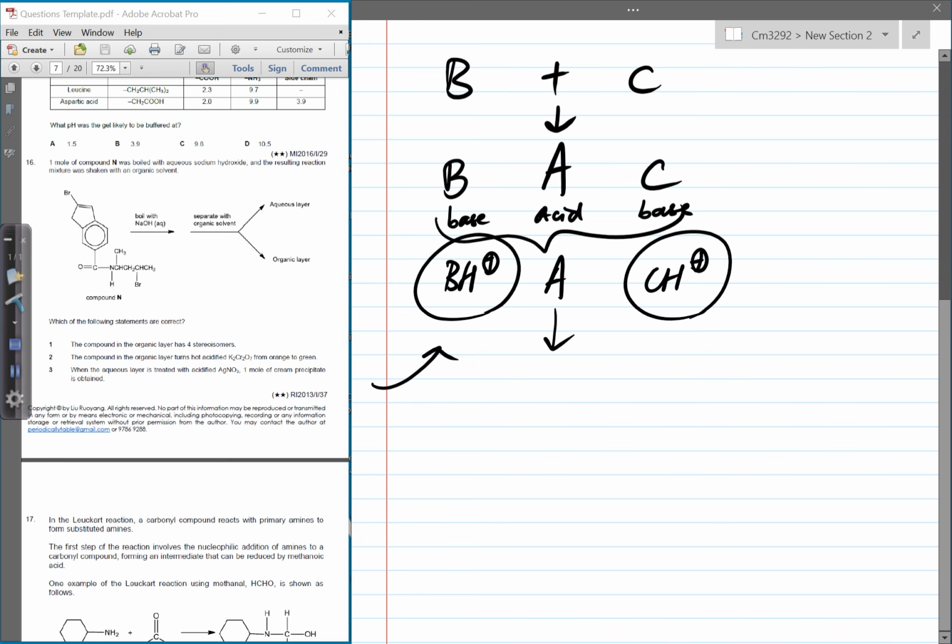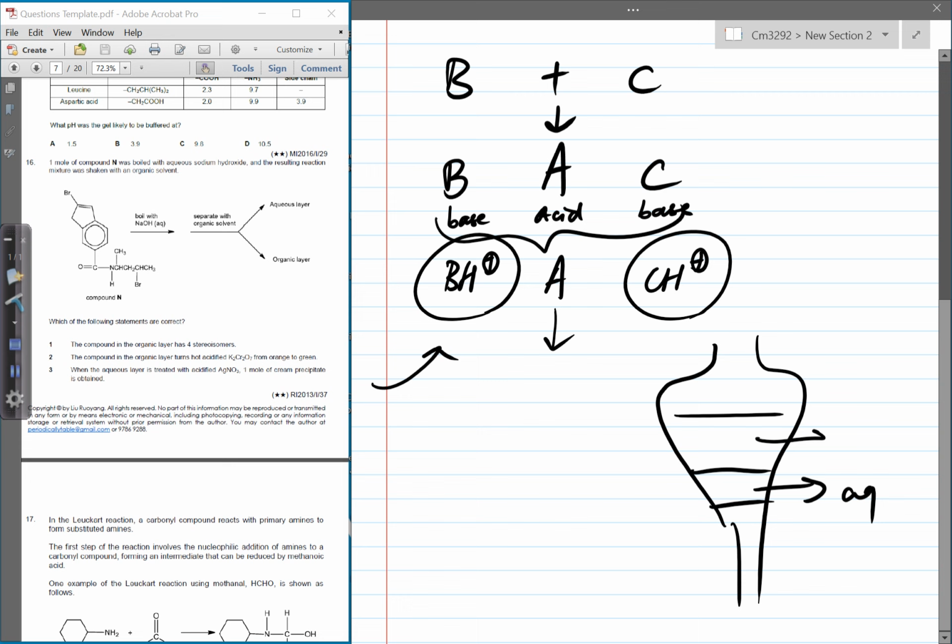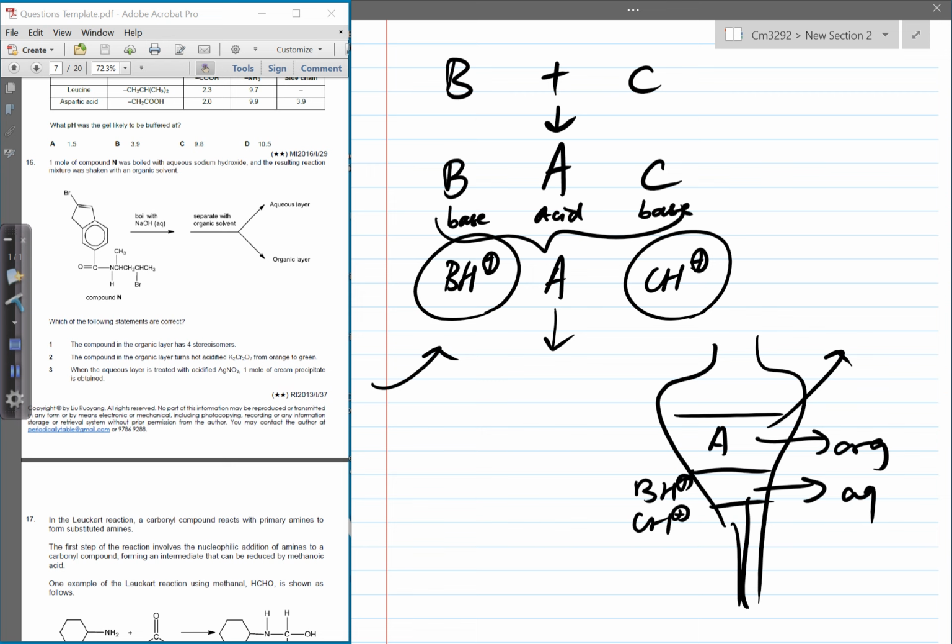So now if you put them in a separating funnel, you will see two distinctive layers. One is the aqueous layer, one is the organic layer. So this organic layer contains A, while this aqueous layer contains BH+ and CH+. Then you can go ahead and drain away the aqueous layer, and you will only be left with the organic layer, and therefore separating them. Of course, there are other ways to separate them, but this is the most basic way, and the concept is quite simple to understand.